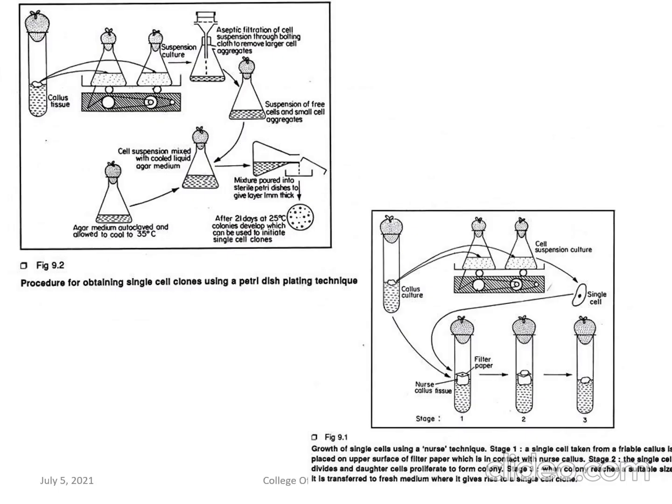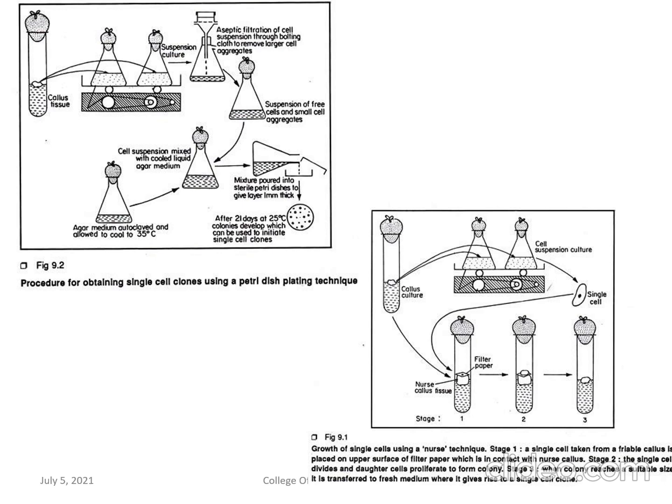Now these are a few pictures. Procedure for obtaining single cell clones using the petri dish plating technique. So callus tissue is added in the liquid media, forming a fine single cell suspension. It is then poured into a petri plate containing the media plus cells together, allowed to settle and solidify, and you will observe the colonies, or the cells embedded within the agar.